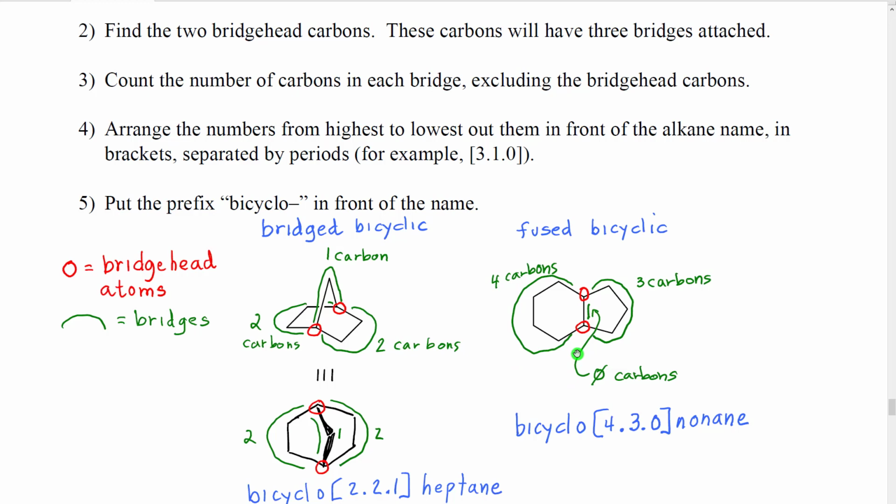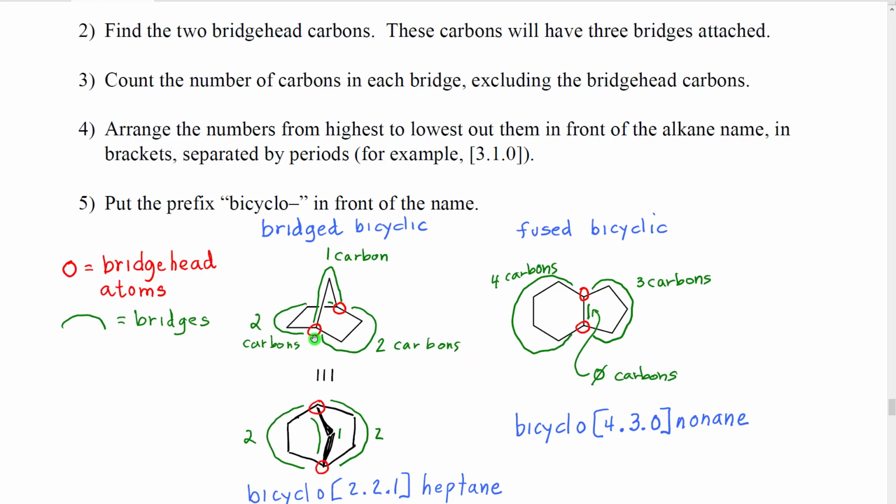In our fused bicyclic, the bridges are a little longer. We start here, we go 1, 2, 3, 4, and then back to a bridgehead. 4 carbon bridge. We start here, 1, 2, 3, back to a bridgehead. 3 carbon bridge. Now the interesting thing about a fused bicyclic is that while it appears to have only 2 bridges, it in fact has a third, which I've indicated here in the middle. Okay? This bond is a bridge of 0 carbons. It connects the 2 bridgeheads, but it has 0 carbons in between. So those are the 3 bridges.